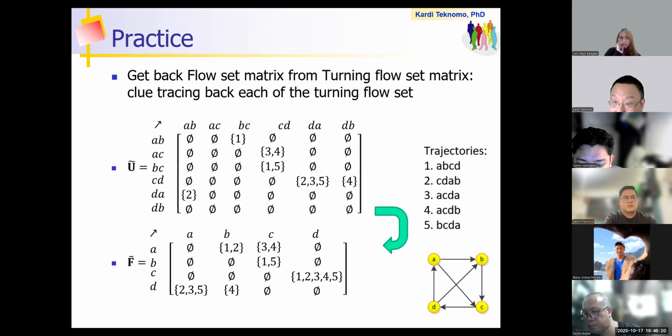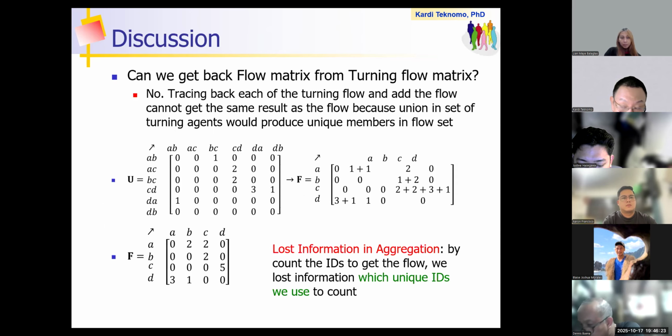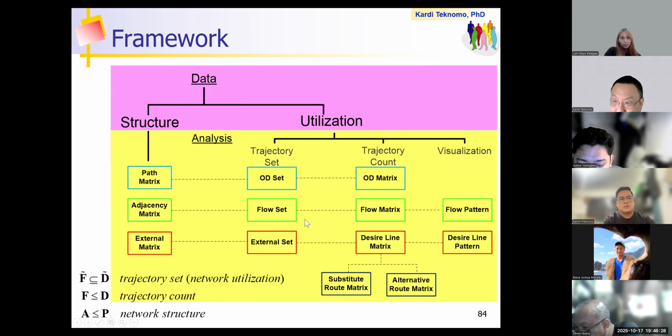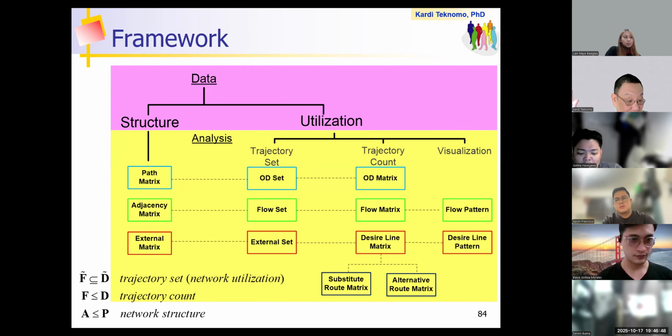Okay. Now, what's more interesting is actually you can get the OD also, right? So, okay, this is the framework. A while ago, we have the adjacency matrix, and then you have the path matrix. And then if you subtract, you will get the external matrix, isn't it? Okay. So the interesting part here is there is a correspondence between these matrices, between network structure and network utilization.